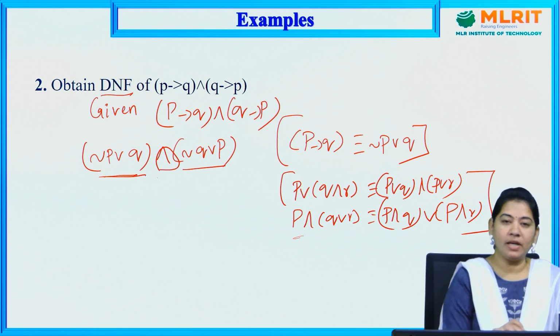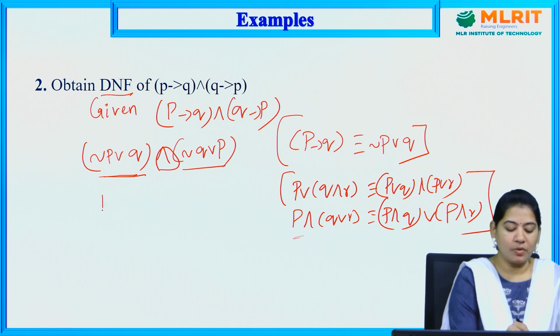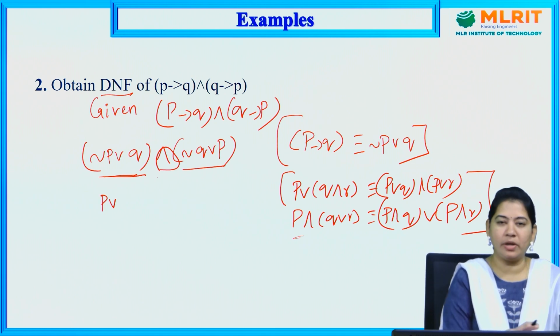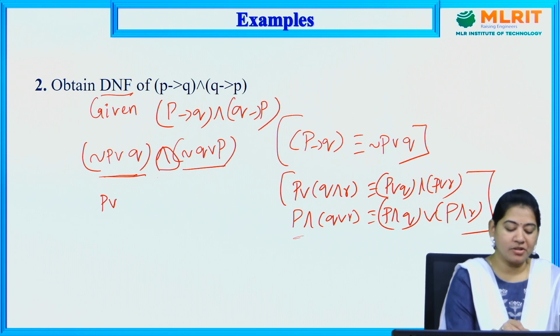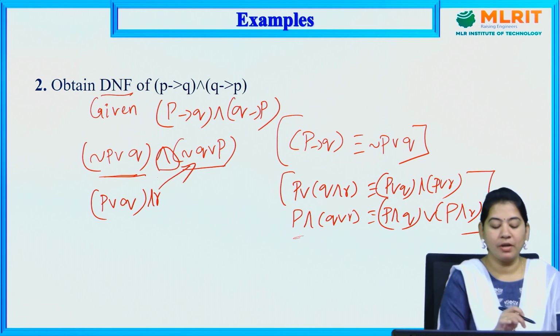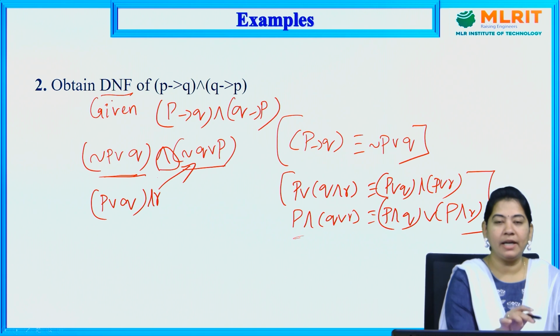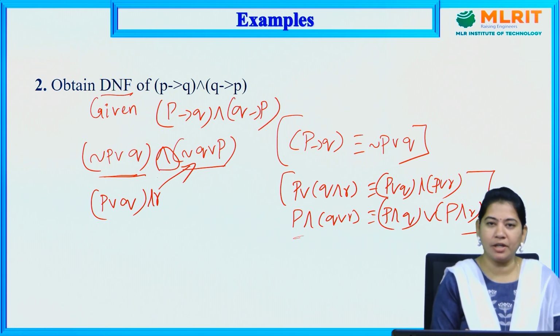So, which one do I have to consider as P, which one as Q and R? Let us suppose I am considering P or Q and R. If I consider this total negation, Q or P, will I get the required DNF or not? Will I get the form of a sum of elementary products or not? That we need to check.